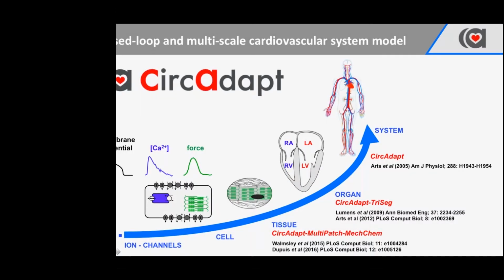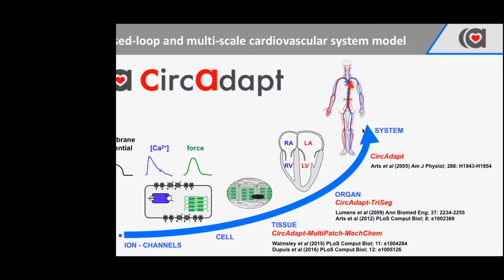What we are going to talk about is CircAdapt, which is a closed loop and multiscale cardiovascular system model. But it is lumped, and it is lumped at different levels. Starting at the system level, we started the other way around. The arrow goes from the left lower part to the right upper corner. That is the reductionistic approach, where you start with very minute things and then construct more. But we started the other way around. We first looked at the whole system, and then moved downwards towards ion channels at cellular levels.